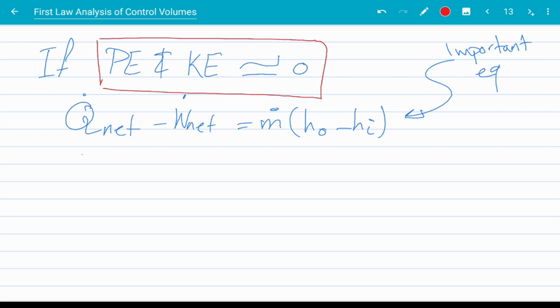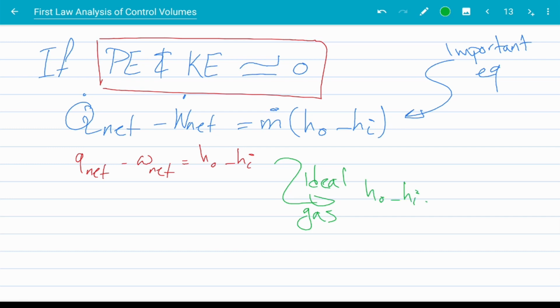We can have the per unit mass equation as well. Qnet minus Wnet will be HO minus HI. Further down the assumption line, if we are dealing with an ideal gas for our fluids, then HO minus HI is actually Cp, temperature of the exit minus the temperature at the inlet.